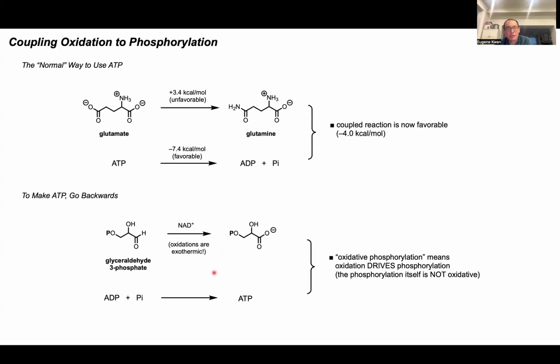Okay, so what we can do is we can couple a favorable reaction now, which is, of course, the oxidation of the aldehyde, to the unfavorable synthesis of ATP from ADP. Okay, and that's what we call oxidative phosphorylation. And I think that can be confusing because it sounds like the phosphorylation is oxidative. And no, phosphorylation is redox neutral. What we're saying is that oxidation is actually driving phosphorylation, right? And so there's some kind of coupling between these two things. And what you'll see is there's not actually a good chemical mechanism to directly couple these processes. So the coupling will actually be indirect.